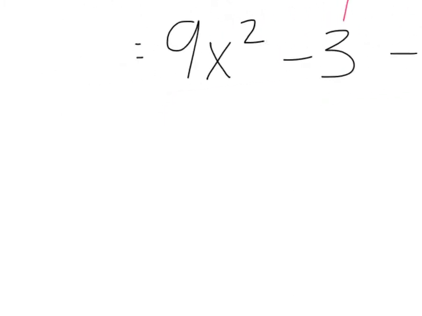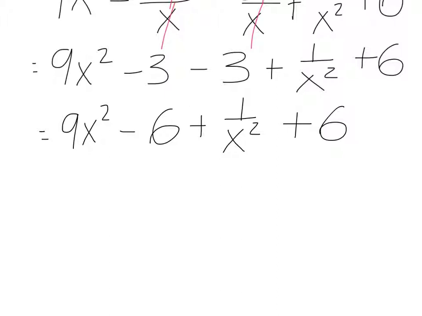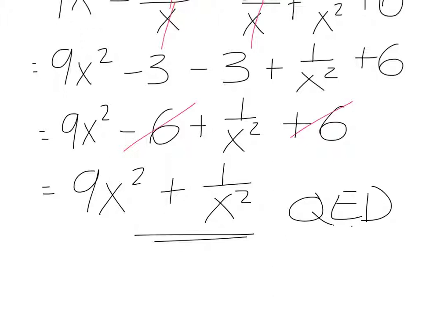That then gives us 9x squared minus 3 is minus 6, plus 1 over x squared, then plus 6. The minus 6 and the plus 6 can then cancel, which leaves us with 9x squared plus 1 over x squared. That's what we were trying to show, so that's the end of our proof.